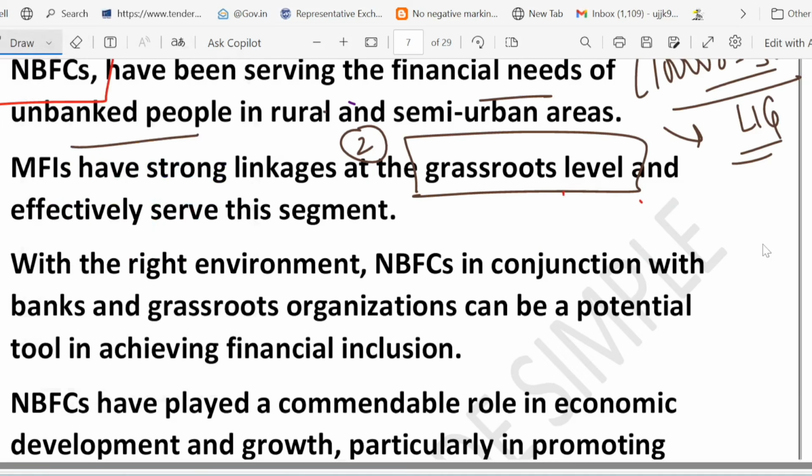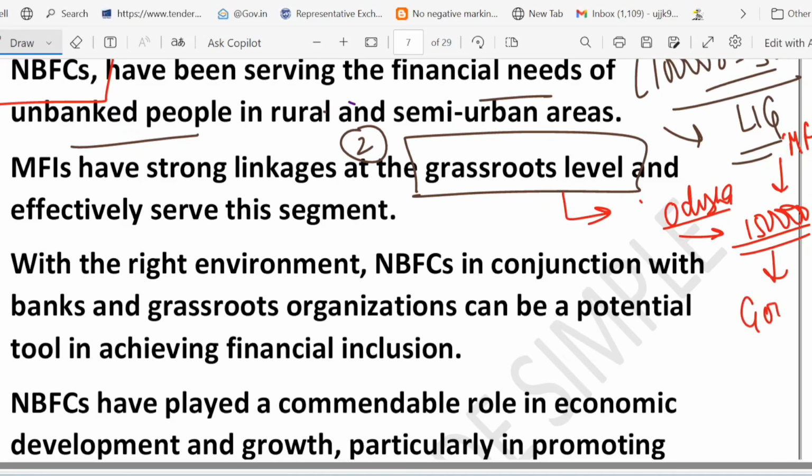Let me give you one example. Suppose there is a woman self-help group in Odisha. She gets a 15,000 rupees loan from an MFI to buy goats. So from the MFI they are getting a 15,000 rupees loan to buy what? Goats, right? This is called grassroots level helping. I hope these two points are clear.